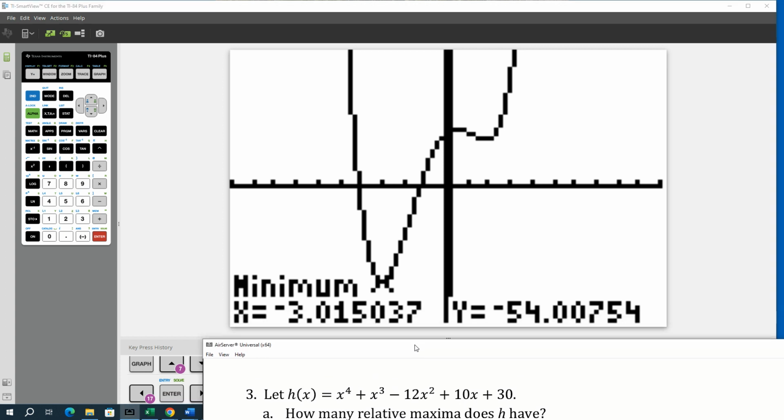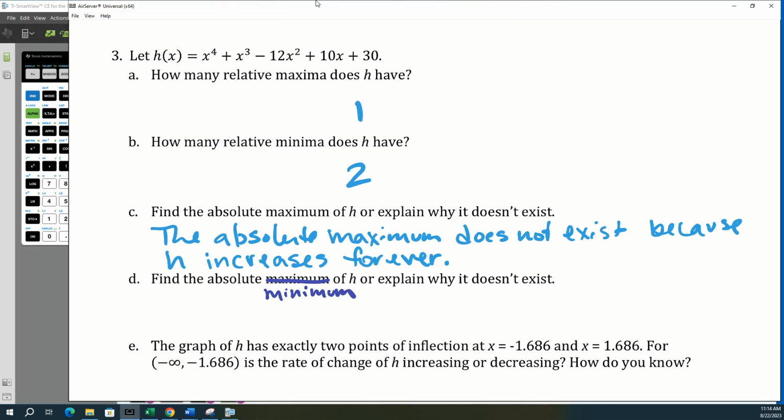So what you think you would answer is the absolute minimum of H. It's just the Y. That's the minimum value. So negative 54 point, you can say negative 54.07 or negative 54.08. But we do need to go to 3 decimal places. So either truncate or round to 3 decimal places. They're both right.